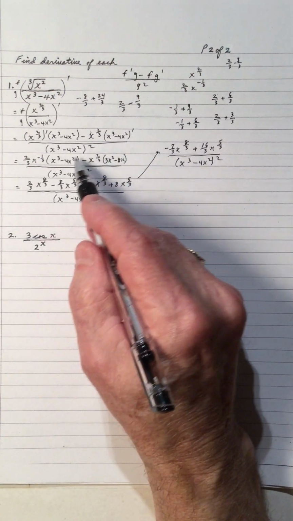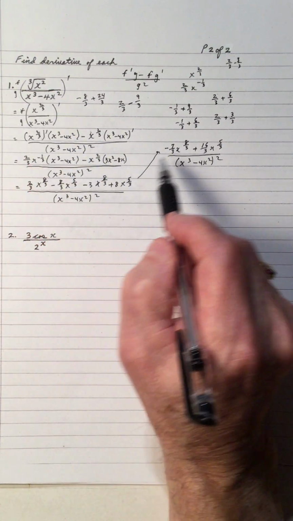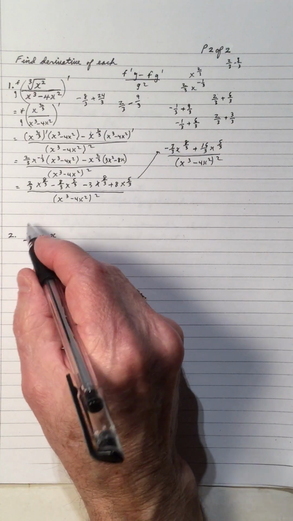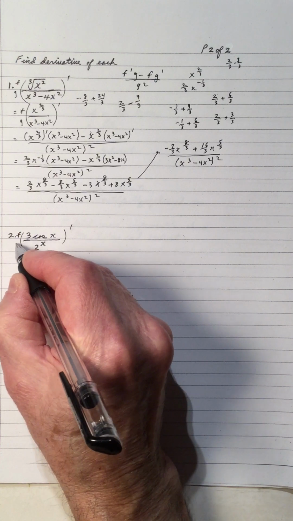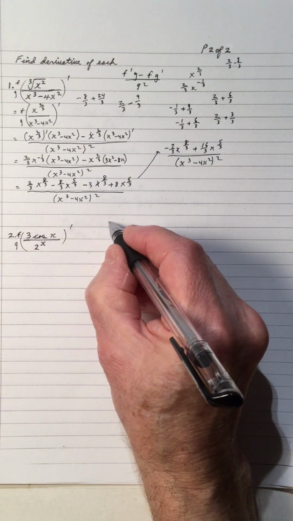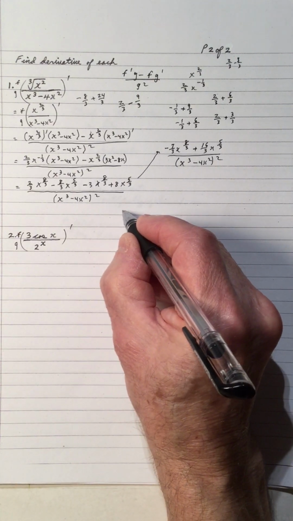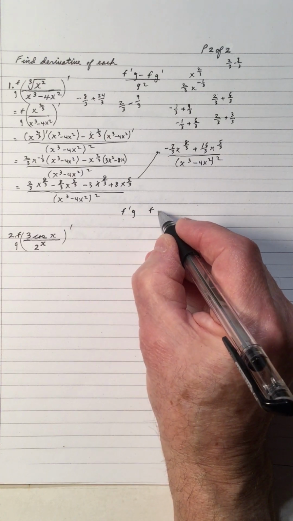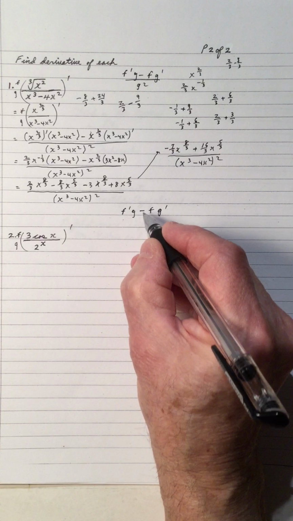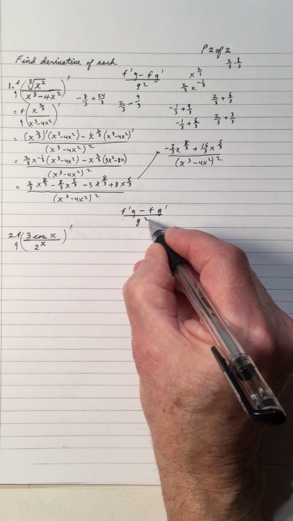So again, this is different with the roots, so I wanted to do one of those. And now we have another one, the derivative of, so that's the f prime, that's the f, and that's the g. And again, I write it out all the time. So the derivative is f prime g, minus f g prime, and it's all over g squared.